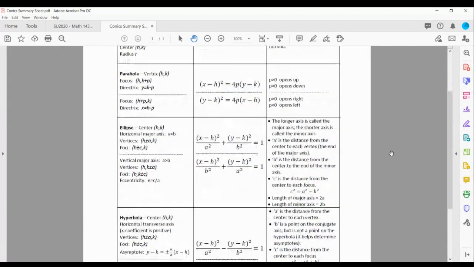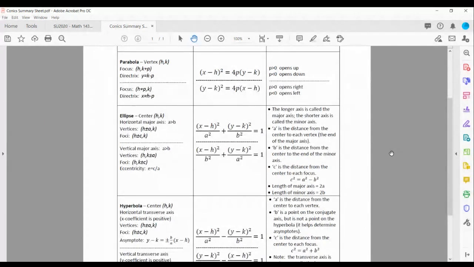Let me scroll down a little bit. Notice, like I said, we have two equations for a parabola. I'm going to draw a horizontal line here. Well, it's somewhat horizontal. Everything above that line deals with this equation where x is squared. When x is squared, the parabola opens up or down, just like the equations we've seen so far. When y is squared, the parabola opens right or left.